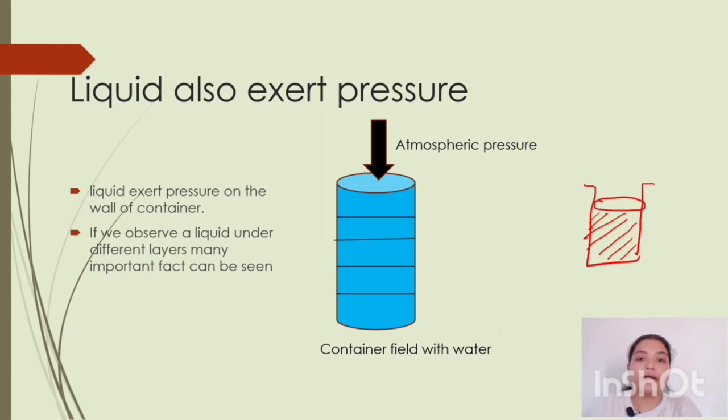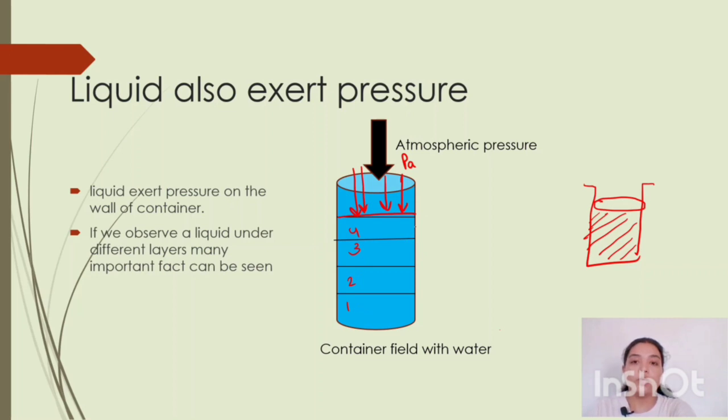Here I have taken a tank which is completely filled with water. This is the top surface of the liquid, and it is in contact with air, so atmospheric pressure is going to act on this particular layer. What type of force is acting here? Atmospheric pressure, force per unit area, and the force is due to air. We had divided the liquid into different layers, 1, 2, 3, 4.